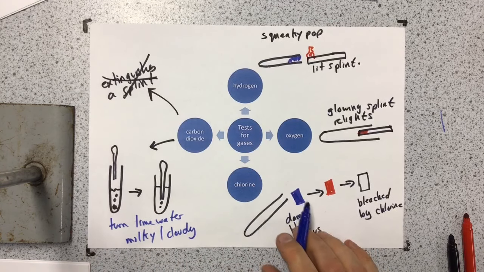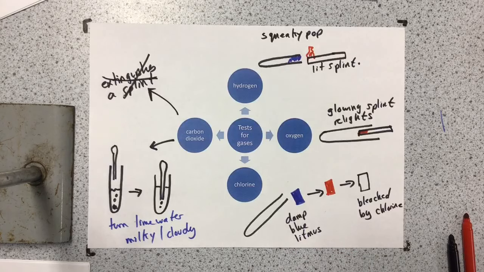Okay, so there's your 4 gas tests. Mr. Addy has already mentioned that you need to learn your test for alkenes, which is they will turn bromine water from brown to colourless.